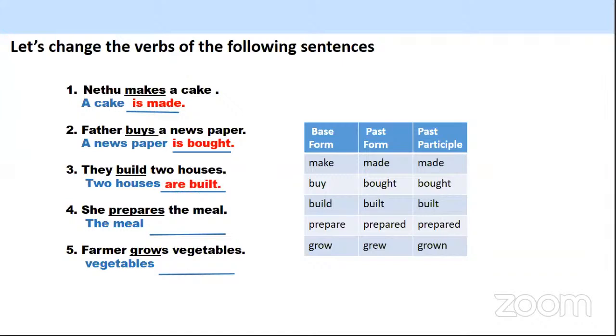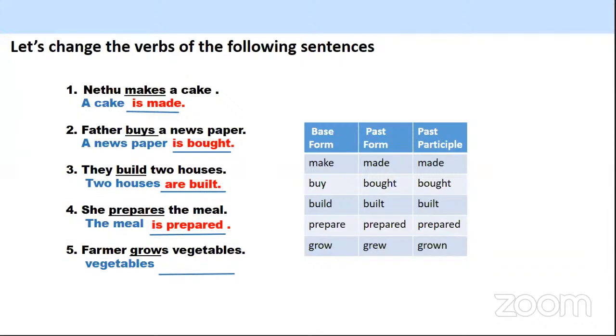She prepares the meal. There, the verb is prepares. It is also in simple present tense. What is the new subject? The meal. It is also in singular form, so you have to use is there. What is the past participle verb of prepare? It is prepared. So your answer should be is prepared.